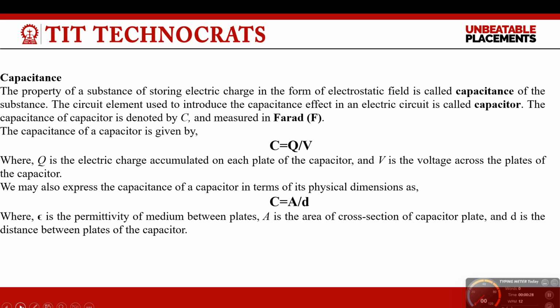We may also express the capacitance of a capacitor in terms of physical dimensions, which is C equals epsilon A upon D, where epsilon is the permittivity of the medium between the plates, A is the area of cross section of the capacitor plates, and D is the distance between the plates of the capacitor.